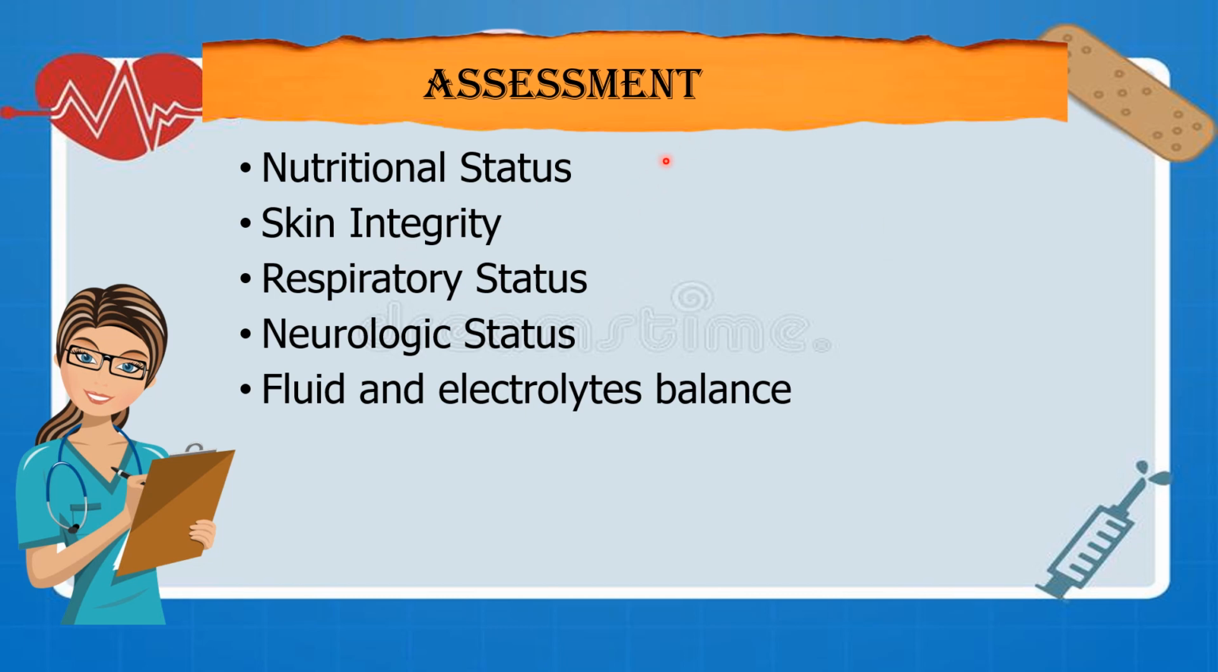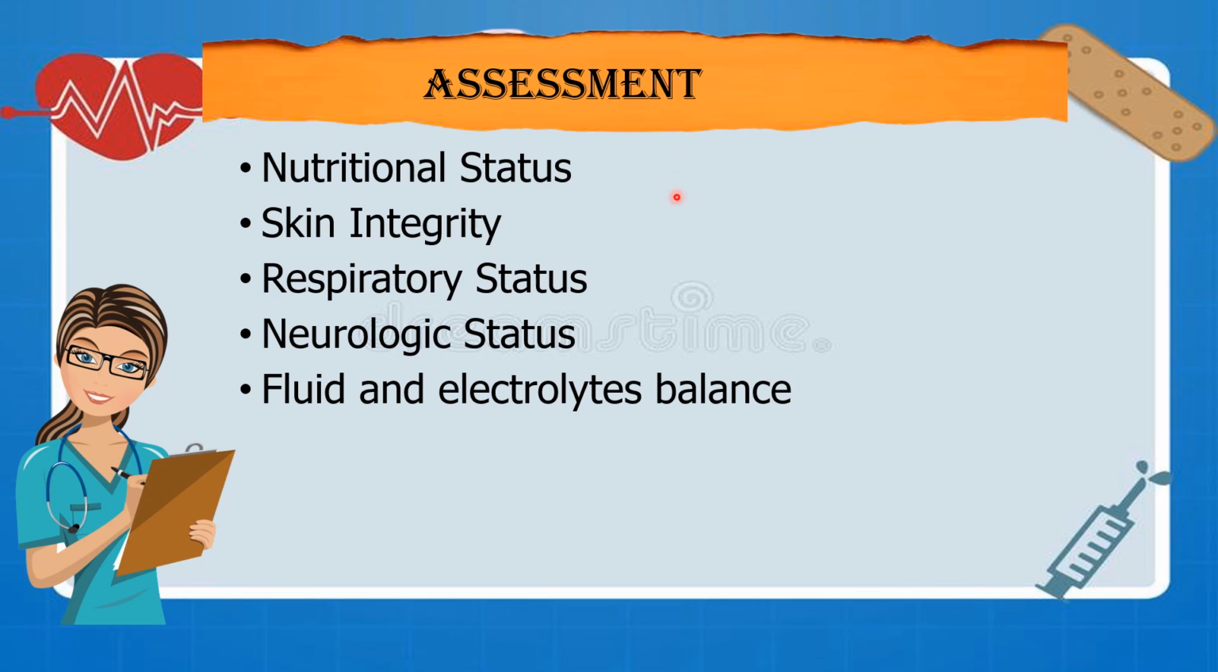It is important to assess the nutritional status of the patient, the skin integrity by checking the skin of your client from head to toe, respiratory status, neurologic status, and the fluid and electrolyte balance. Nutritional status can be assessed by obtaining a dietary history, as you have learned during your NTT, or nutrition and diet therapy, and identifying factors that may interfere with oral intake such as anorexia, nausea, vomiting, oral pain, or difficulty swallowing.